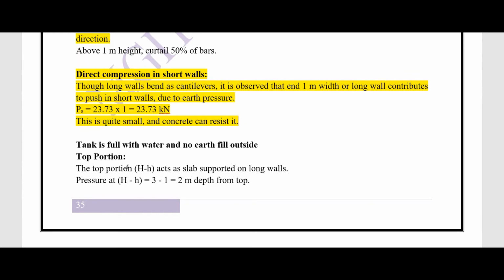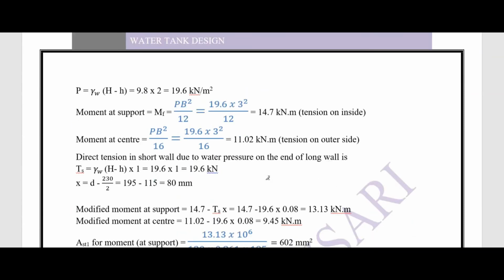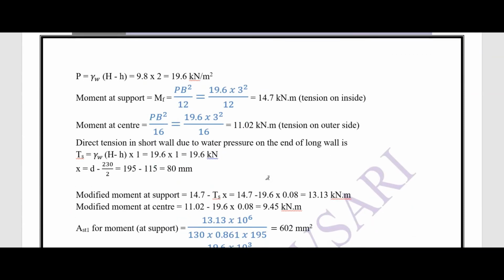Now we assume the tank is full of water, with no earth pressure outside. So the top portion acts as a slab supported on the long wall. Same design, same method, same equation, just a change in the value of pressure. PA is equal to gamma W (capital H minus small h). So same equation, PB square by 12, PB square by 60, and by this equation we can find out TS.